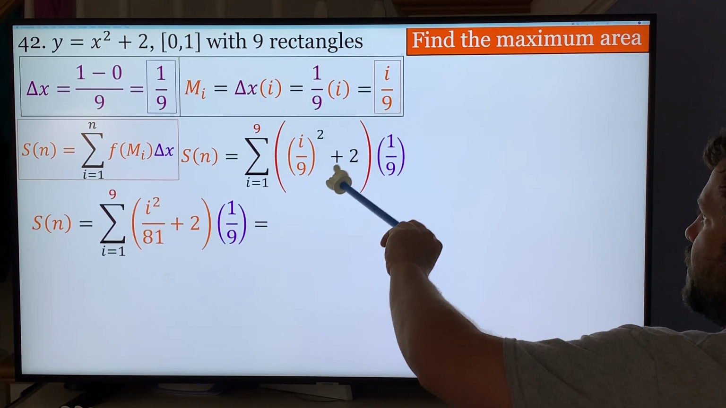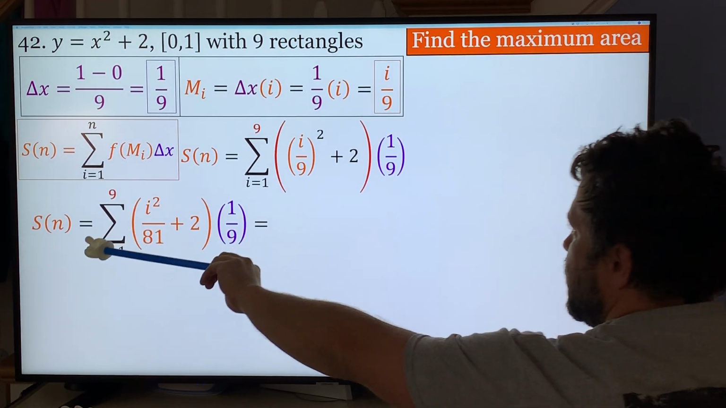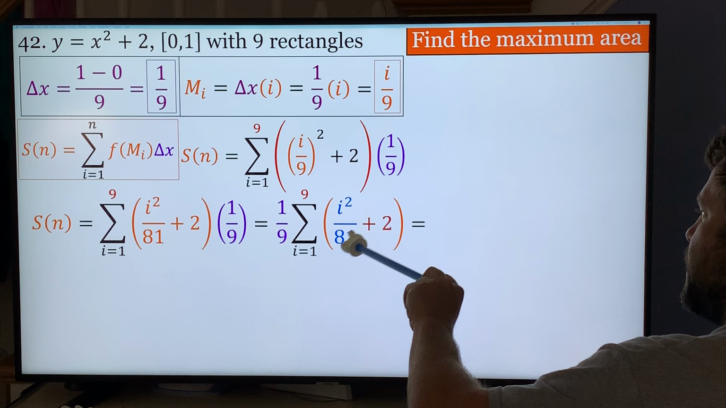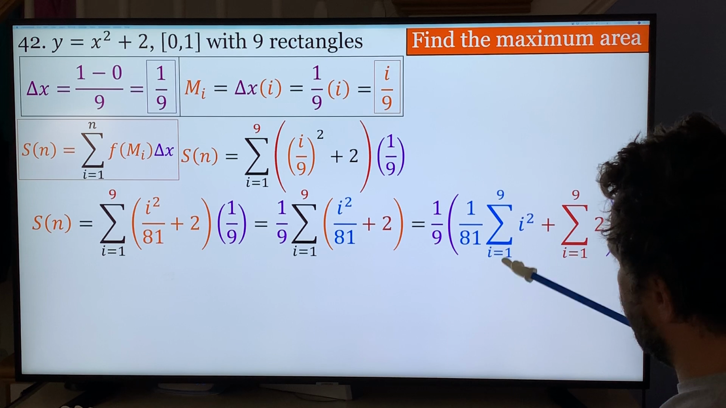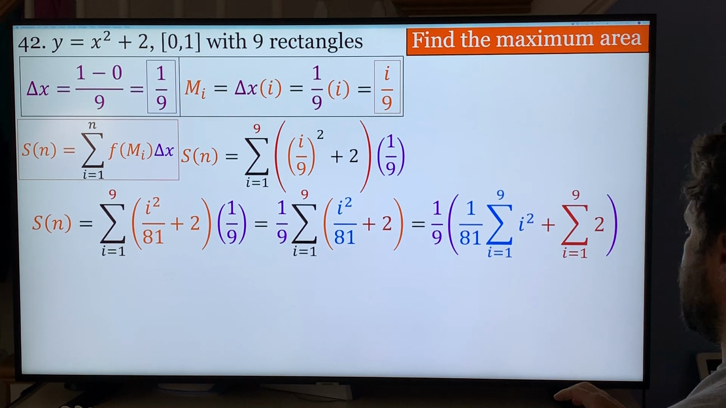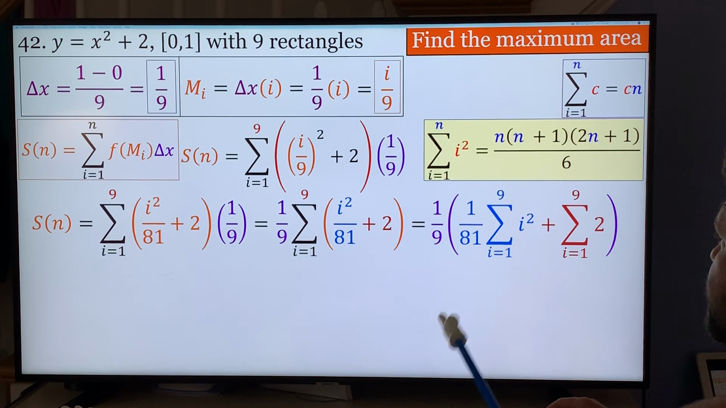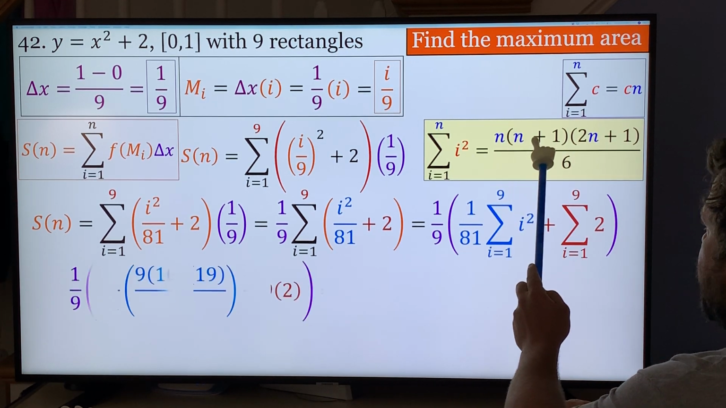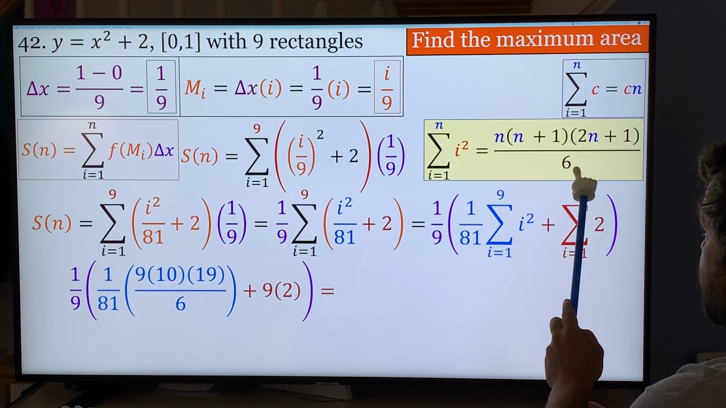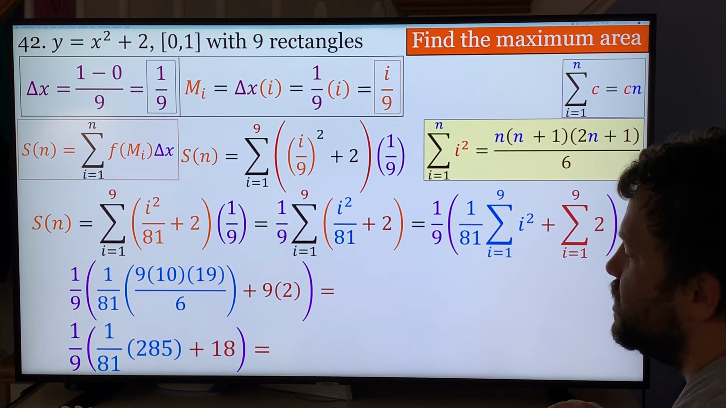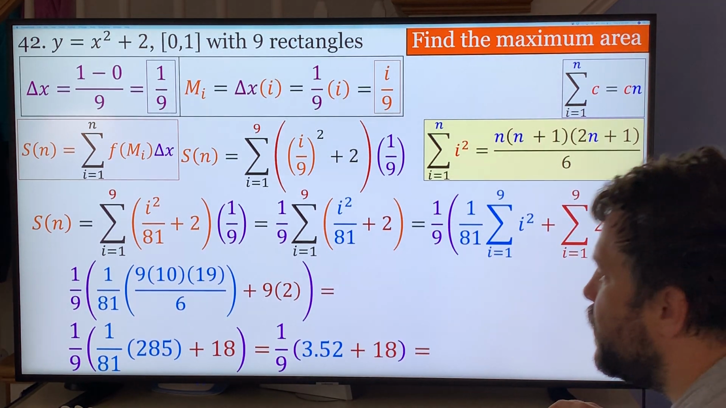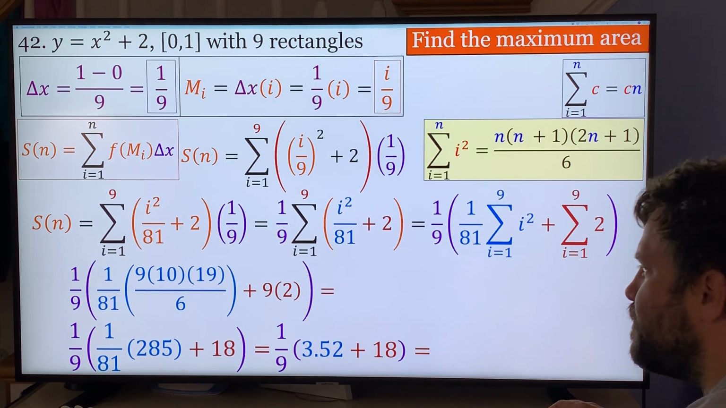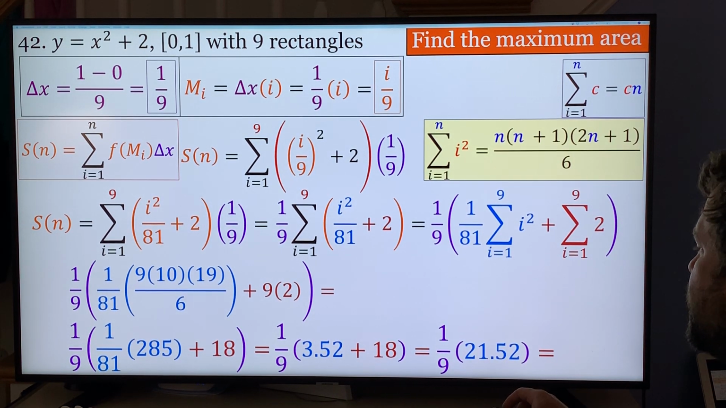i squared over 81 plus 2, times 1/9. Pull the 1/9 forward: i squared over 81 plus 2. You're going to split these up. So you've got 1/9, 1 over 81 sum from 1 to 9 of i squared, plus the sum from 1 to 9 of 2. You're going to use your two formulas right here. So we've got 9 times (9 plus 1) times (2 times 9 plus 1) divided by 6, then 9 times 2. That gives 3.52 plus 18, divided by 9. 1/9 times 21.52, and you get 2.39 as an answer.